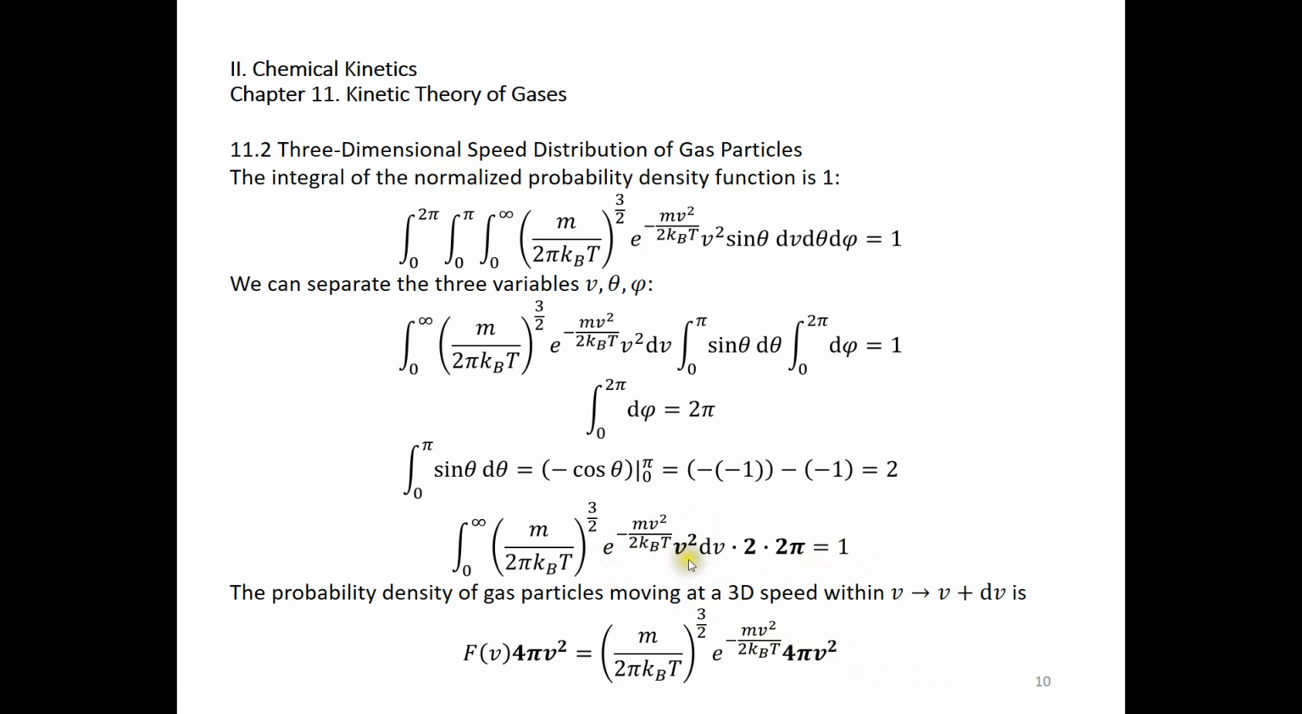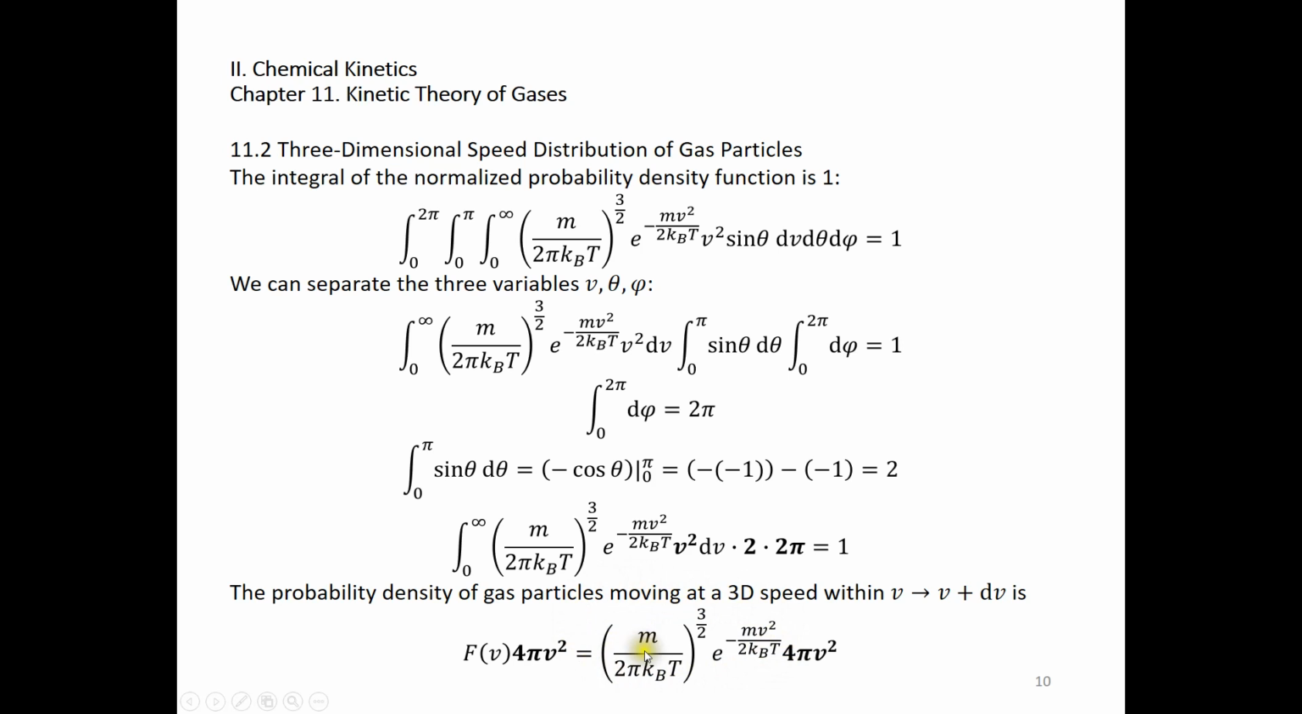Now we have the probability density of gas particles moving at a three-dimensional speed within this range, v to v plus dv. It's this. Note that this v is the three-dimensional speed, and dv is the differential of the three-dimensional speed. And then we have this equation. So it's not simply the uppercase F anymore in the vx, vy, vz coordinates. We do have additional terms: v squared, 2, and 2 pi, and together it's 4 pi v squared.